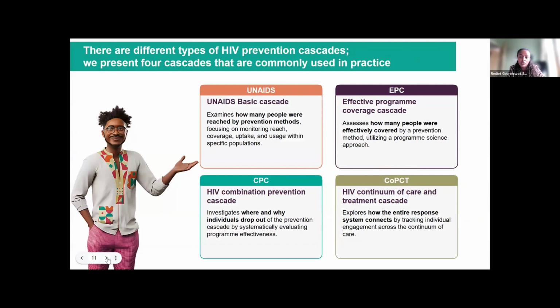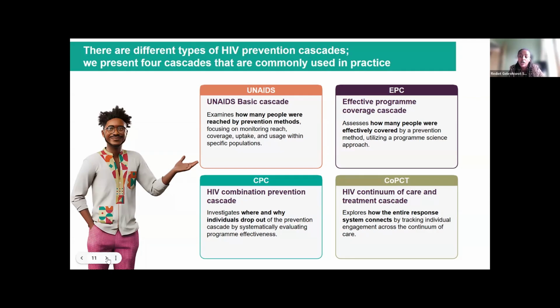So while many variations of prevention cascades have been proposed so far, this guide focused on the 4 primary models most commonly used in practice today. The first one is the UNAIDS Basic Cascade. This examines how many individuals are reached by prevention methods, keeping a close eye on reach, coverage, uptake, and general usage within the specified population group. The second one is the Effective Program Coverage Cascades. This approach assesses how many people were effectively covered by a prevention method, utilizing a program science approach. The third one is the HIV combination prevention cascade.